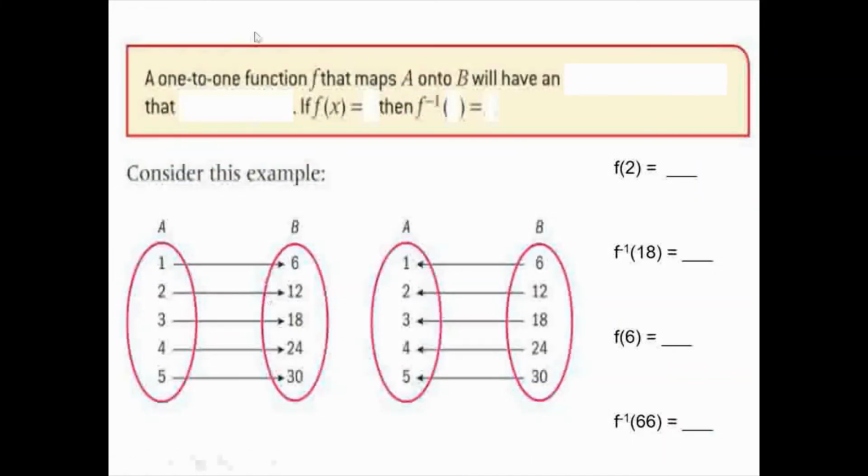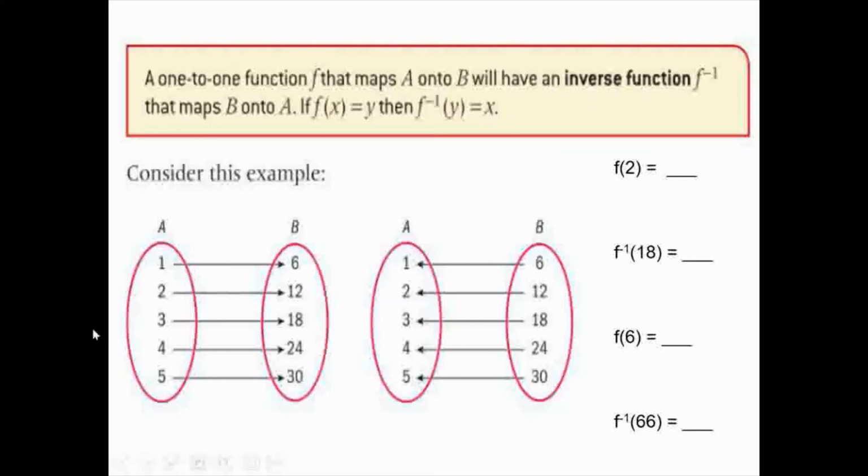Okay, so a 1 to 1 function f that maps a onto b will have an inverse function, there's that notation, that maps b onto a. Basically what that's saying is a 1 to 1 relation is the only one where the original and its inverse will both be functions. Okay, we just saw that. If f of x equals y, then f inverse of y equals x. Okay, that's showing that swapping of x and y values.